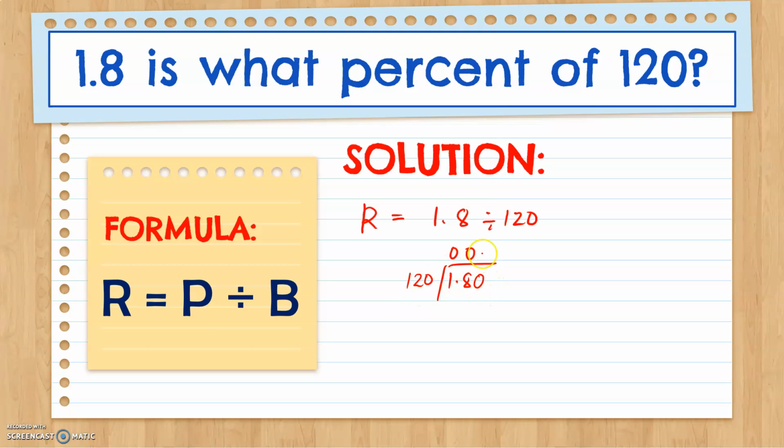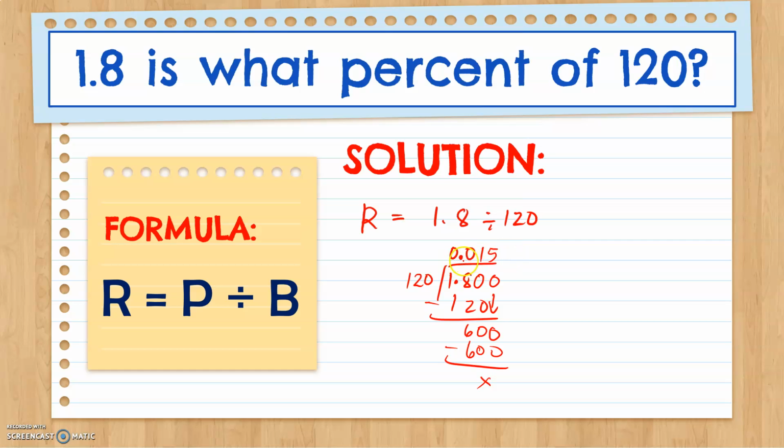180 divided by 120, that will give us 1. 1 times 120 is 120. Then we'll have here a remainder 60. So let's add another 0 and bring it down. Then divide 600 by 120 and that will give us 5. 5 times 120 is 600. There's no more remainder, so we'll stop dividing here. Now let's put the decimal point in our quotient. So we'll have here 0.015.